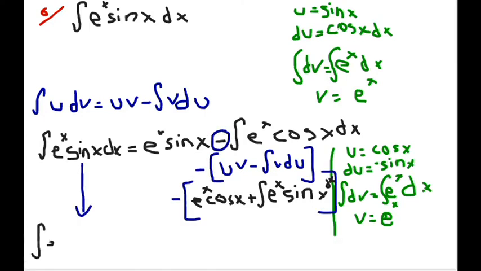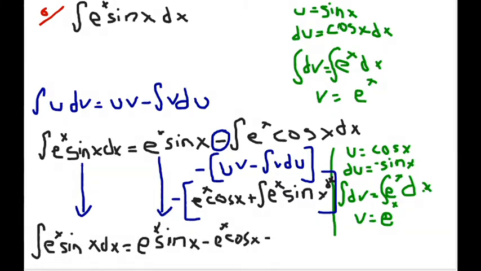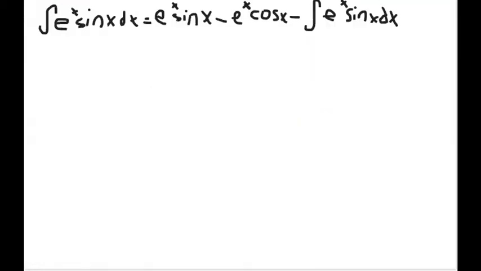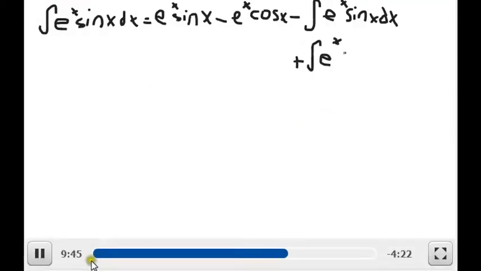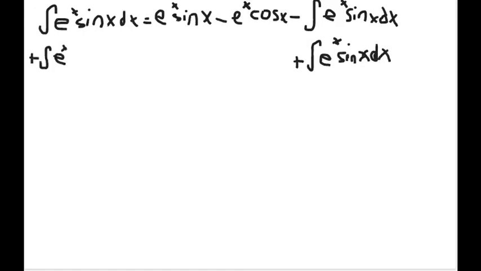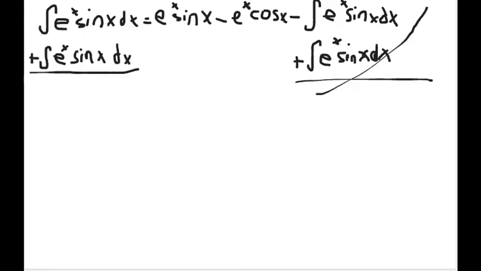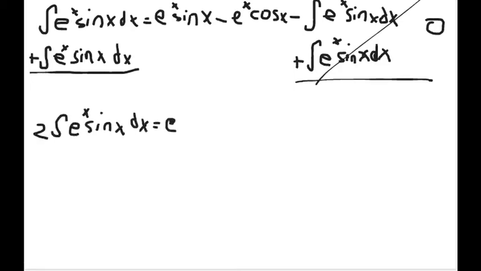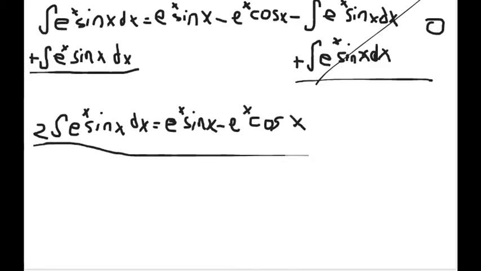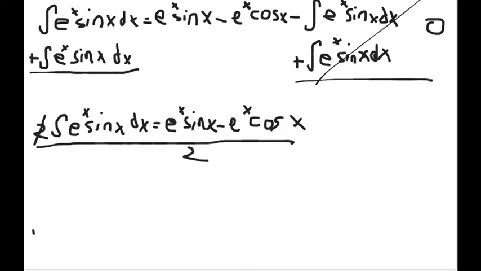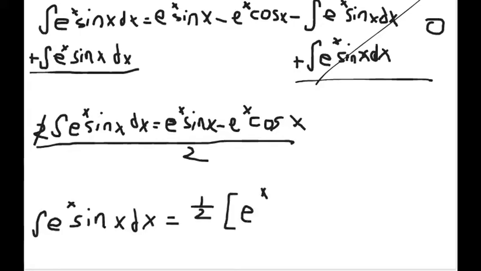Now I'll just rewrite what we have so far. Then, after realizing that we have two same terms on both sides of our equation, we just bring one to the other side, hence cancelling it out on the right. So now we have two integrals of e to the x sine of x dx equal to e to the x sine of x minus e to the x cosine of x. Now we can just divide by 2, resulting in our final answer, which is half times e to the x sine of x minus e to the x cosine of x plus c.